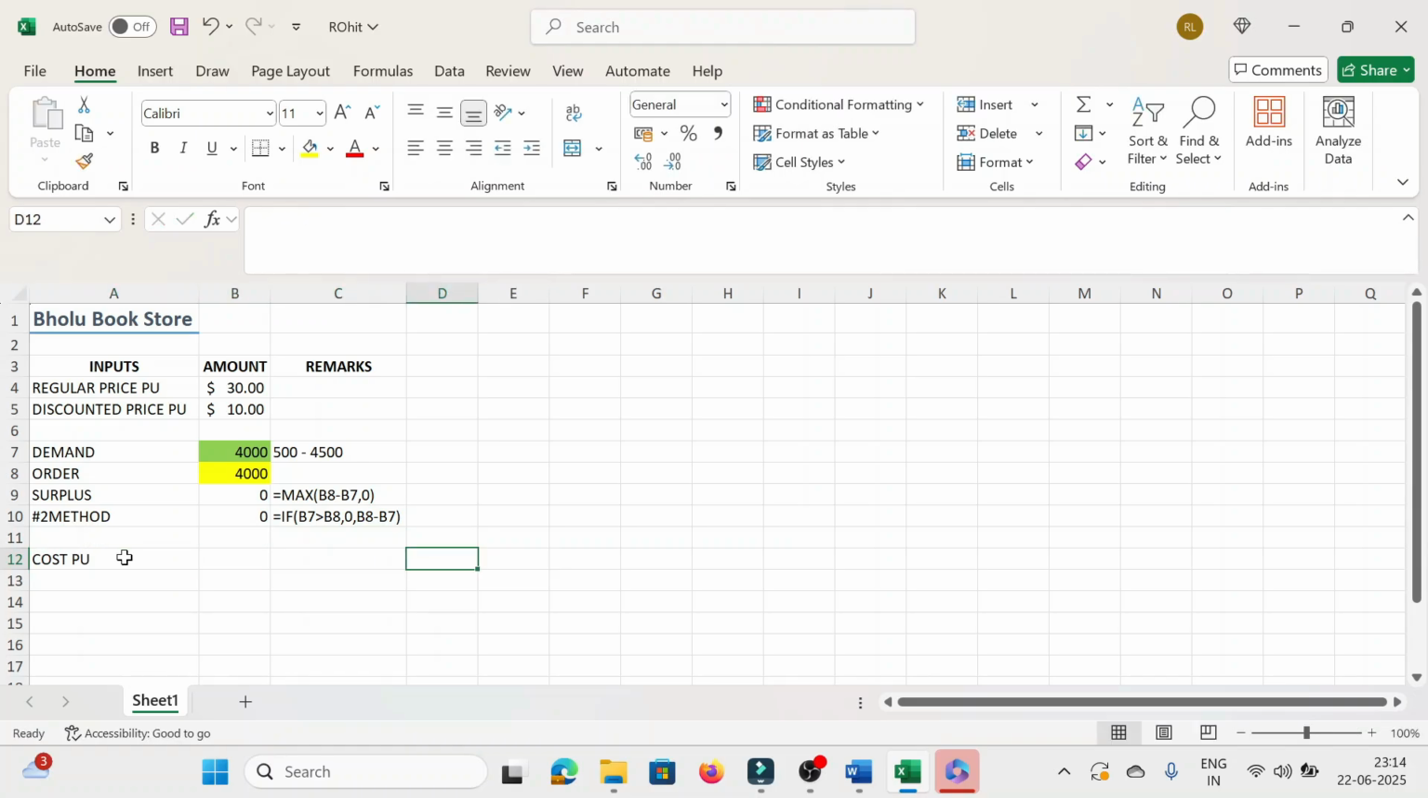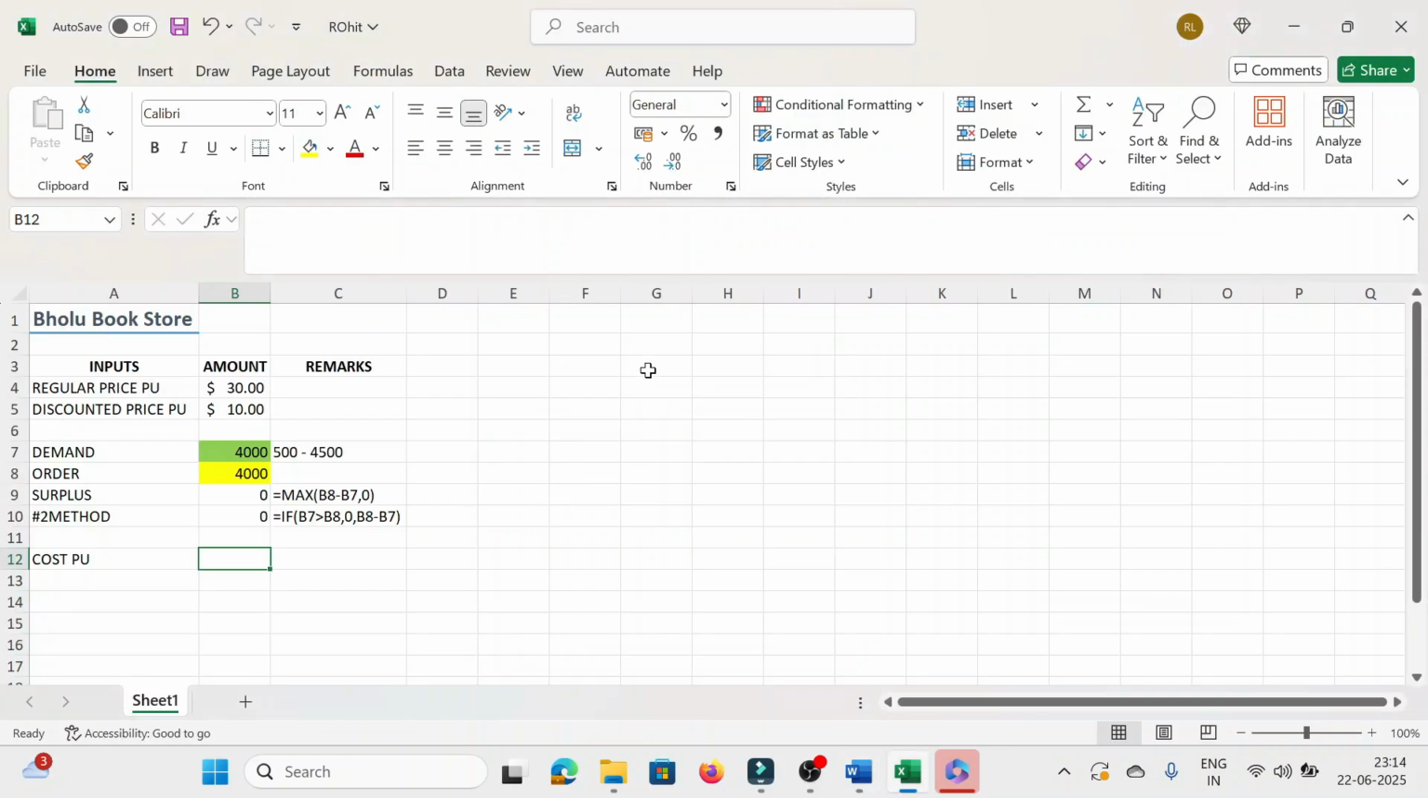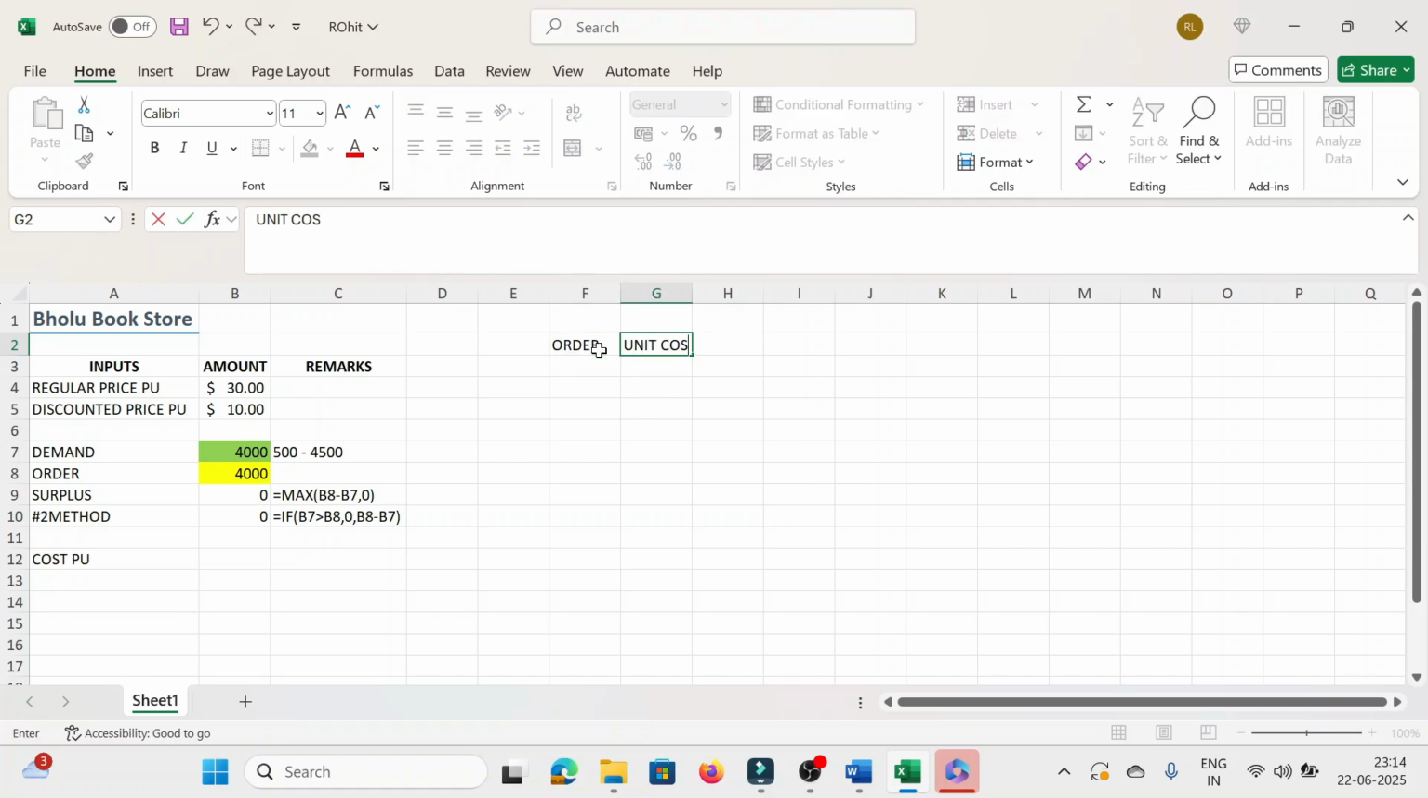Now per unit cost is tricky here. See here the cost changes as per the number of books ordered. So here I will make one small table of order and unit cost. Here, order value, if it is 0 to 1000, it would cost $24.